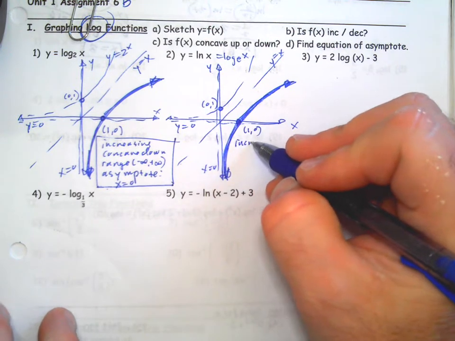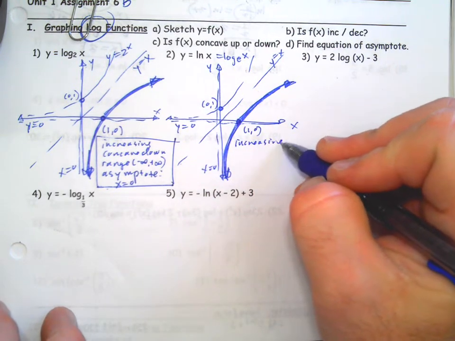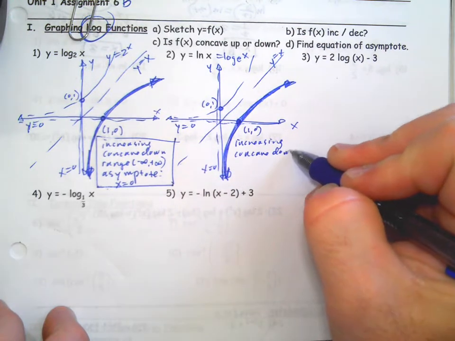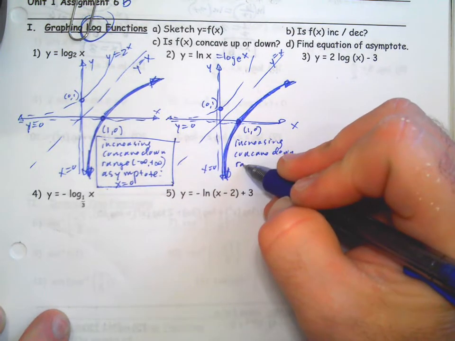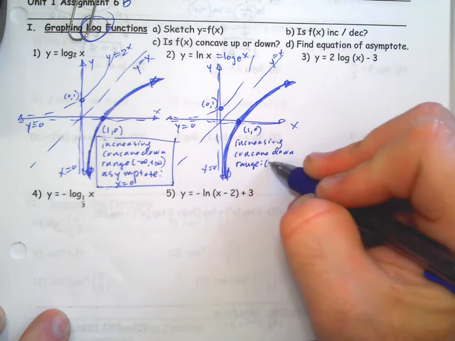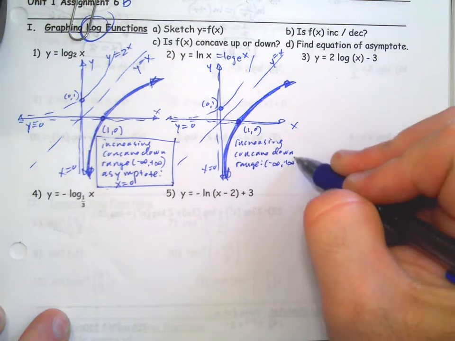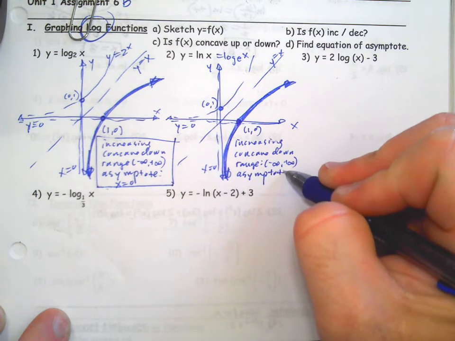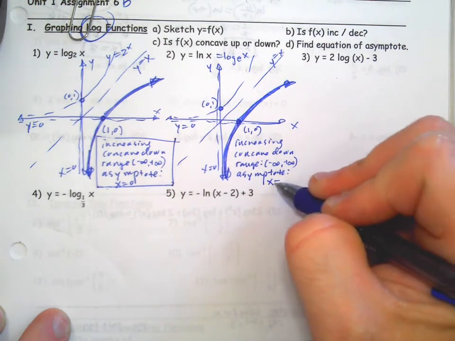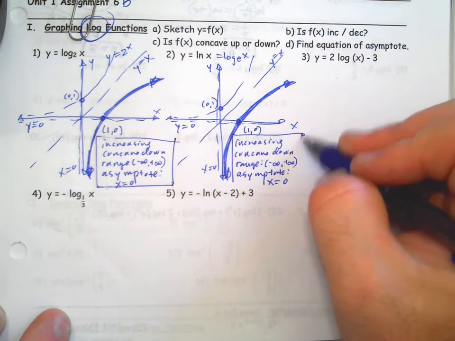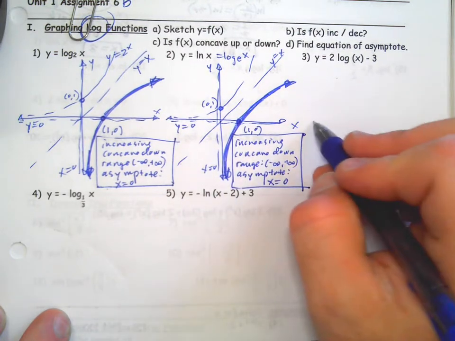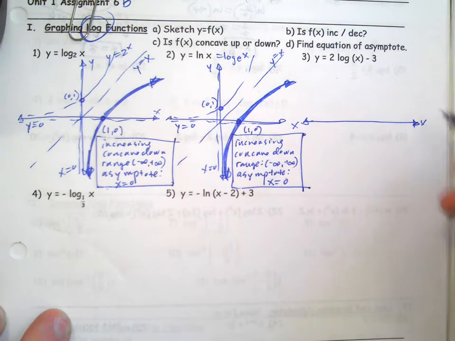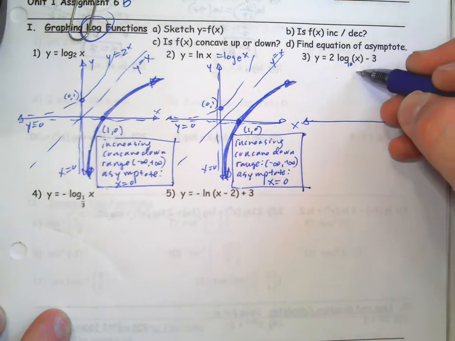This is increasing. Concave down. Range is negative infinity, positive infinity. Asymptote is a vertical line, so it needs to be the equation of a vertical line: x equals 0. Okay. So if they don't show a base on the log, then that's log base 10.